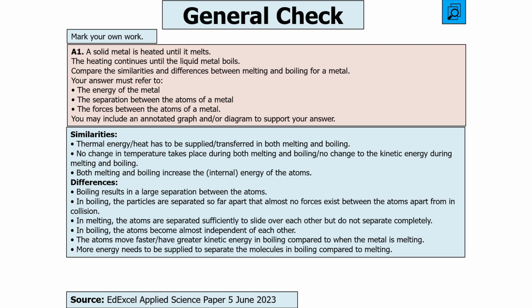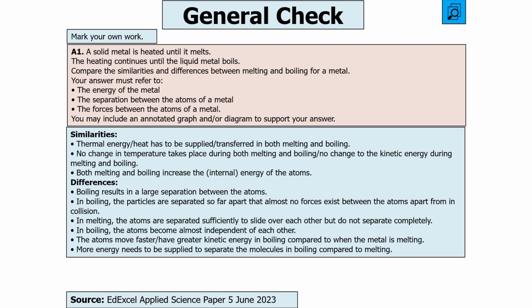Now, what are the differences? Boiling results in a larger separation between the atoms. So in boiling, the particles are separated so far apart that almost no force will exist between the atoms. Whilst in melting, the atoms are separated sufficiently to slide over each other, but not completely. So we can say that in boiling, the atoms have become pretty much independent of each other and all the intermolecular forces of attraction or intermolecular bonds have been removed. That's not the case when they're melting.